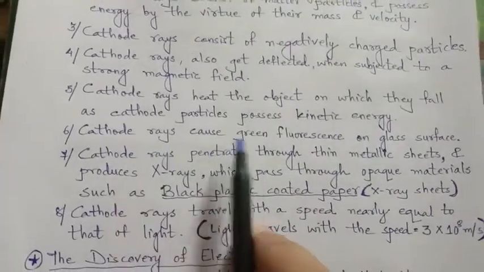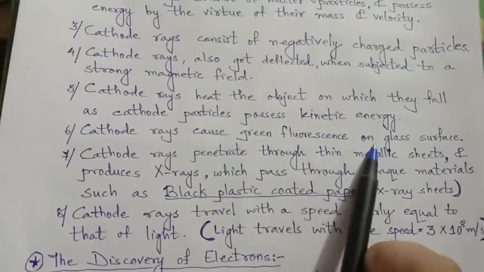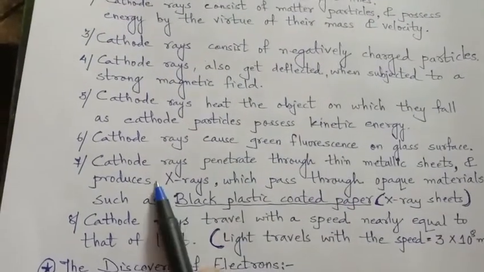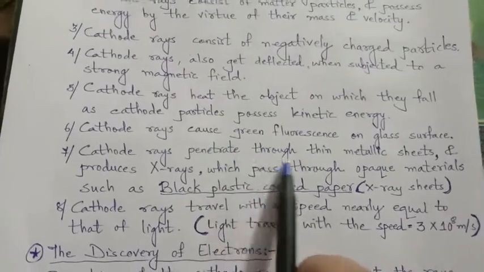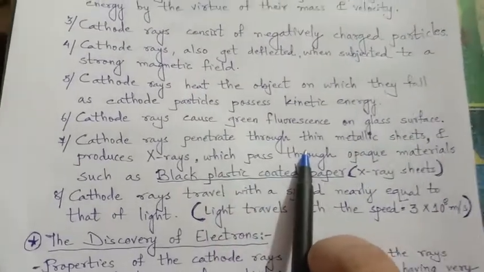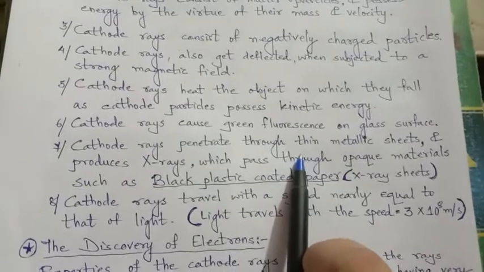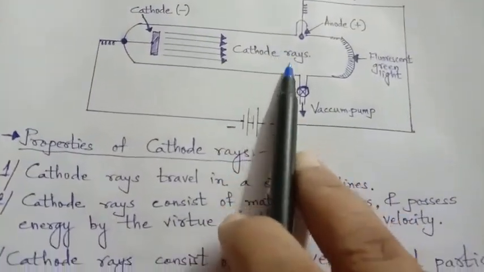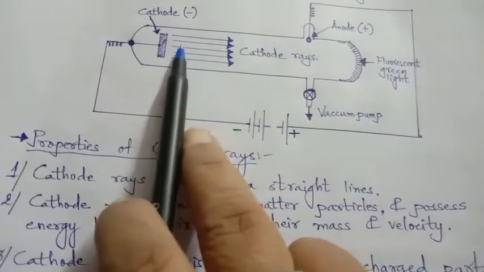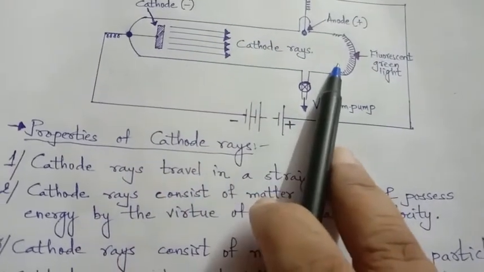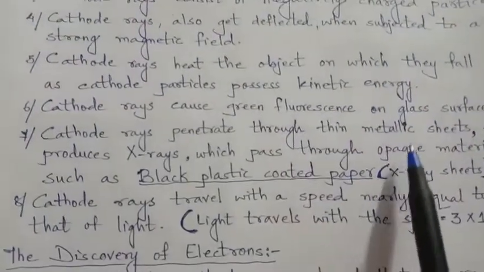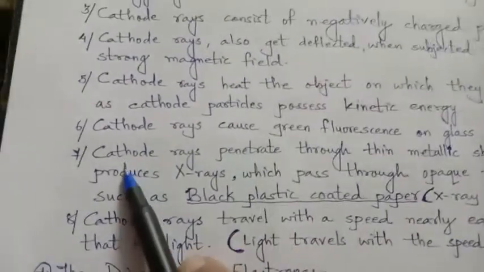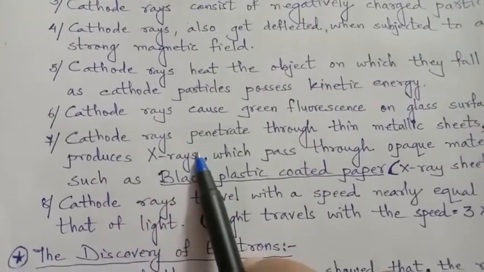Cathode rays cause green fluorescence on a glass surface. Cathode rays penetrate, that means they go deep through thin metallic sheets. When a metallic sheet is kept in the discharge tube, these rays penetrate, that means they go deep into that metallic sheet, and produce X-rays.